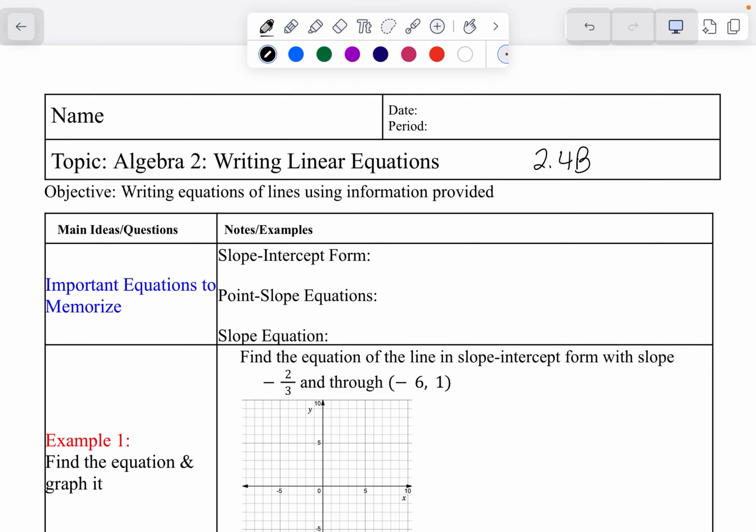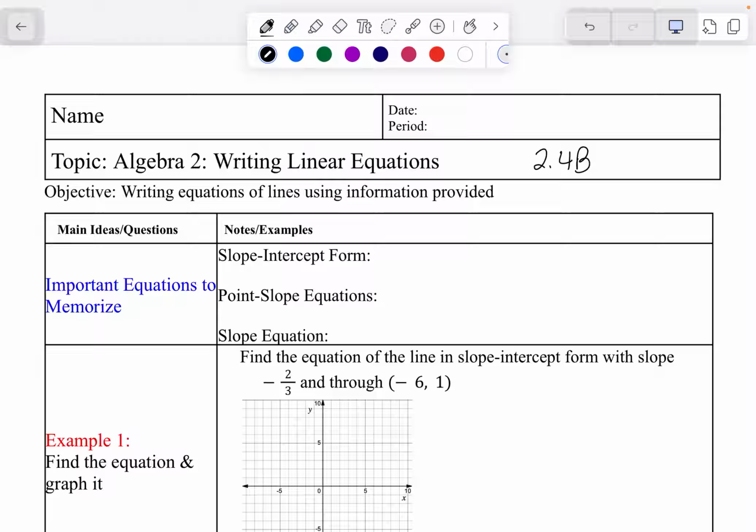So for 2.4b, what we're going to practice doing is finding the equation. You were getting pretty good at graphing them. Now it's a matter of, can we find the algebraic equation that matches? That's our main focus in this lesson, writing those equations that match the particular information that they have provided.